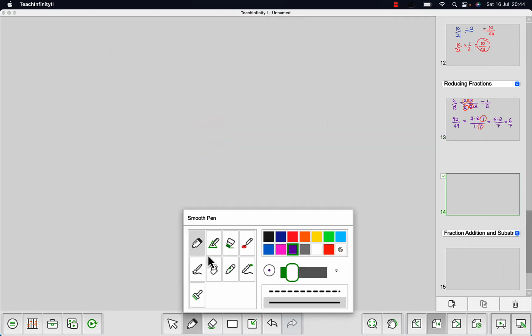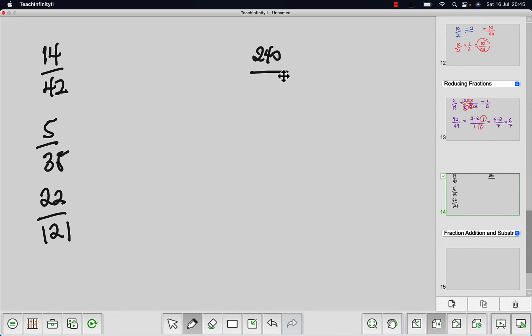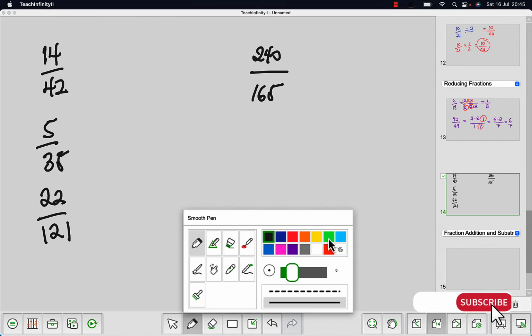Let's look at these examples. We're going to reduce 14 over 42, 5 over 35, 22 over 121. Let's see which one is a little bit harder. Let's do the last one, 240 over 165. Yeah, this should be okay, right? So let's see how we do that.